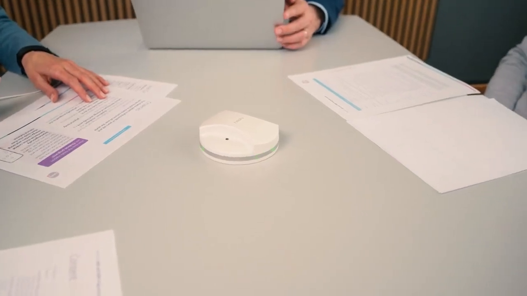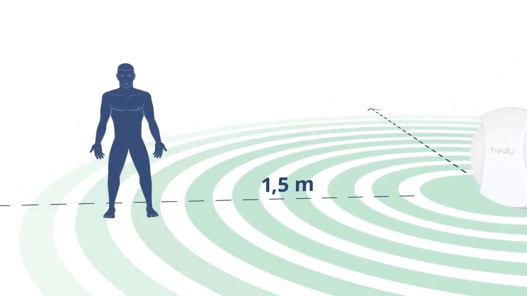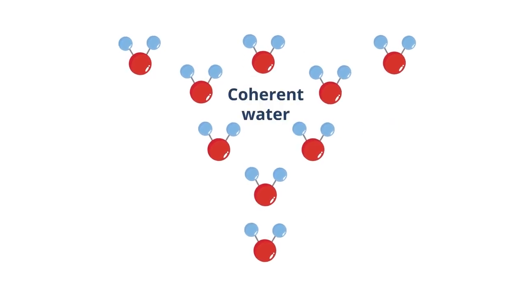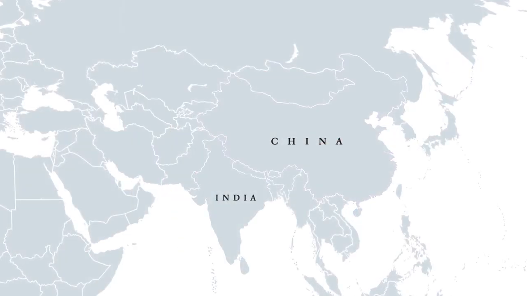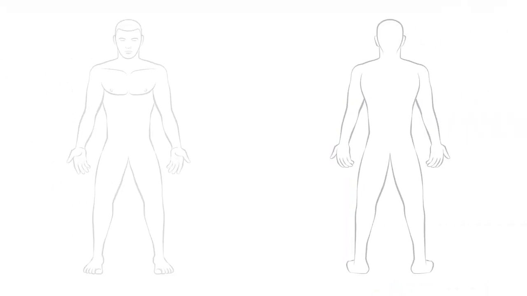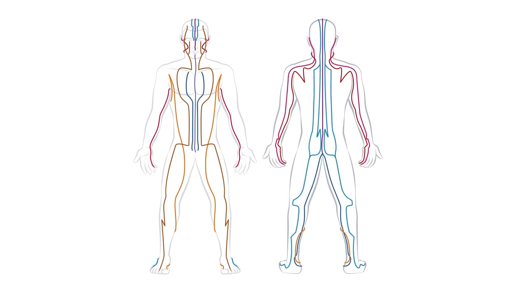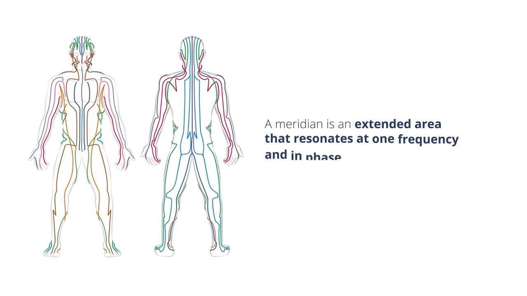In the first case, the magnetic field of MagHealy directly resonates with the people in the room. This works through the bioenergetic field that permeates the organism and consists of the subtlest structures of coherent water. These subtle areas of coherent water tend to correspond to the meridian system that has been known for thousands of years in both China and India. They represent a harmonic system that resonates with the frequencies of the environment, comparable to the strings of a harp. A coherent area, such as a meridian, is an extended area that resonates at one frequency and in phase, that is, in tune with the others.